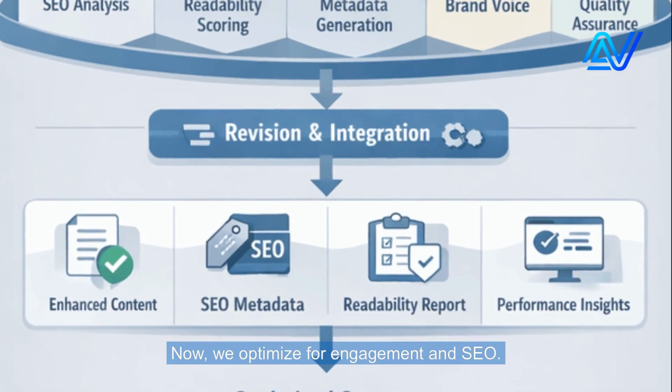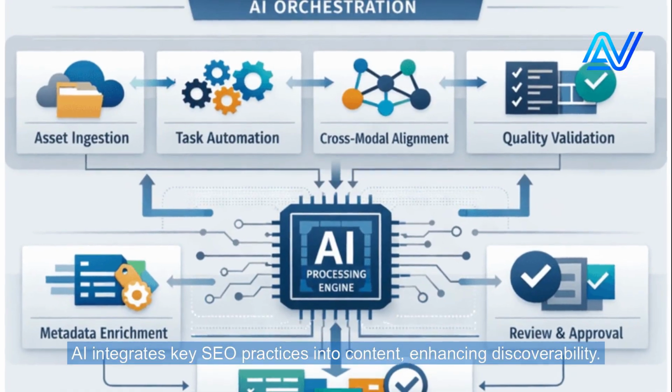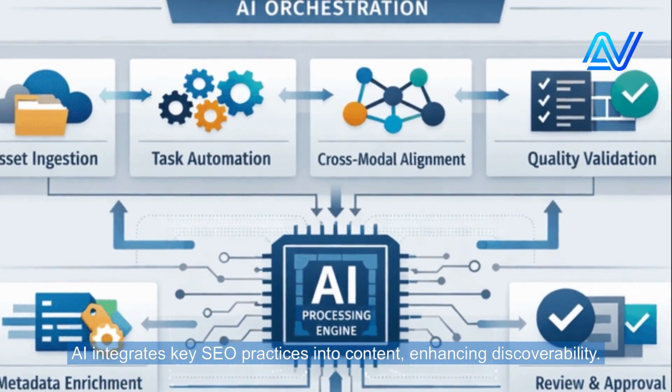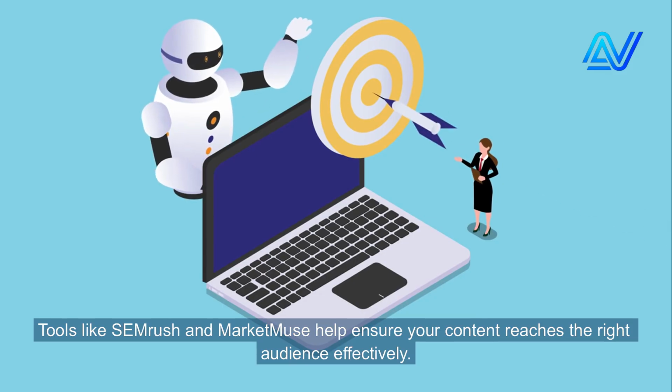Now, we optimize for engagement and SEO. AI integrates key SEO practices into content, enhancing discoverability. Tools like SEMrush and MarketMuse help ensure your content reaches the right audience effectively.